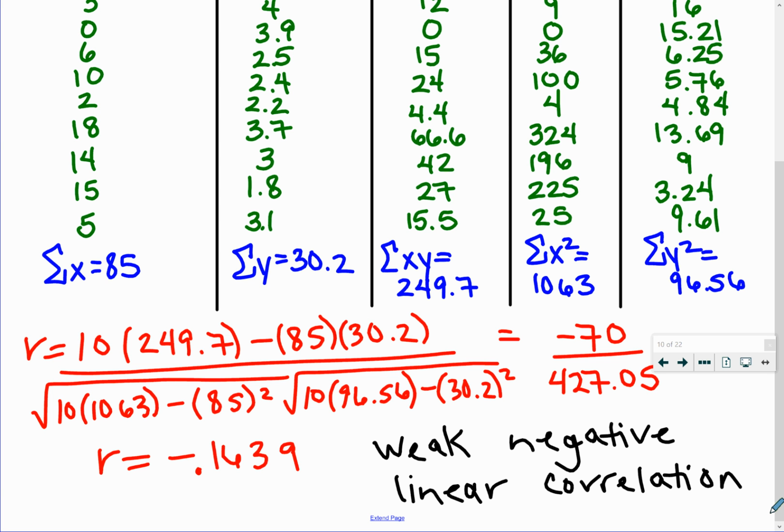It's not fun. It's like therapeutic, right? Just fill out the formula, fill out the columns, fill out the formula, plug it in. Easy. Okay? No crazy word problems, just find the number.